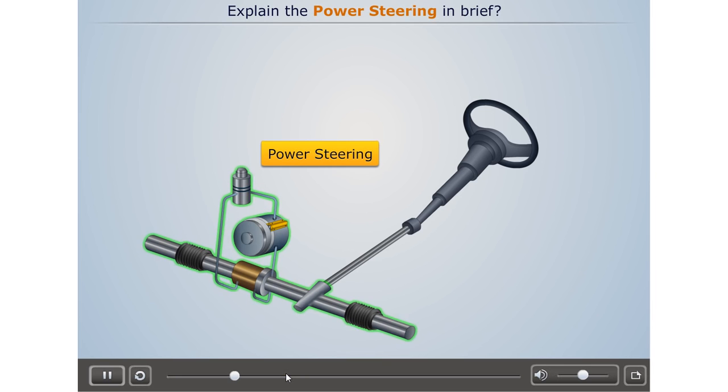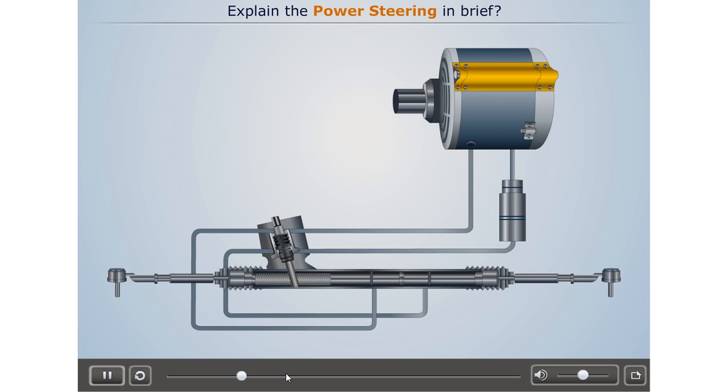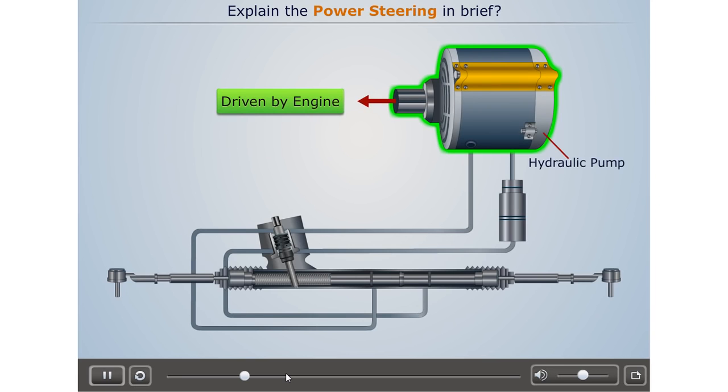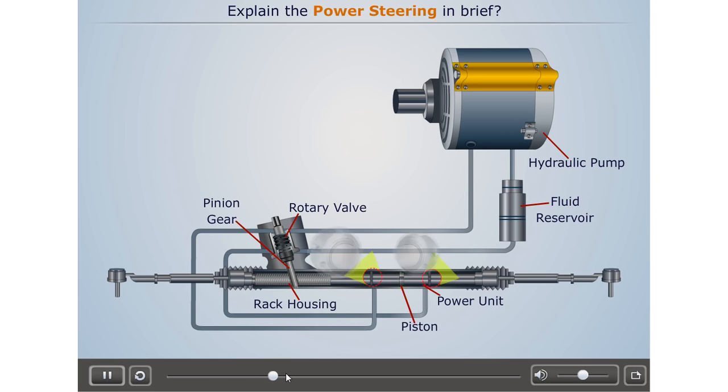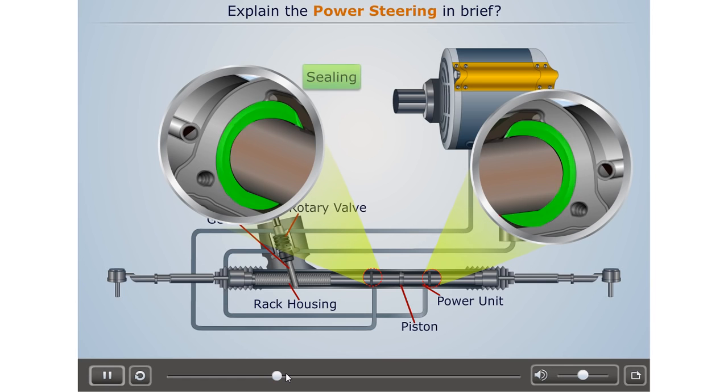A typical power steering setup used in rack and pinion gear steering can be shown as: it mainly consists of an engine-driven hydraulic pump, a power unit located in the rack housing, a rotary valve provided above the pinion gear, and a fluid reservoir. The power unit consists of a piston cylinder arrangement. Here the working cylinder is formed with the rack housing, and a piston is placed at the middle of this cylinder. Both ends of this working cylinder are provided with proper sealing to isolate it from the rack.